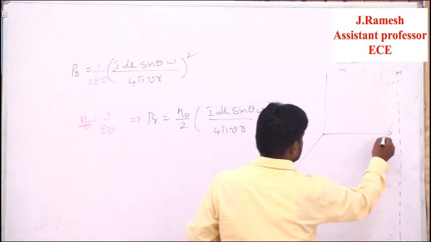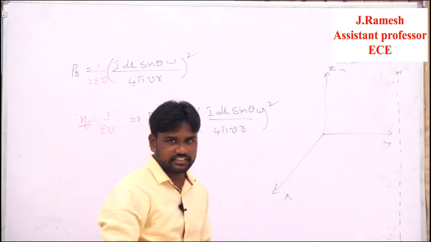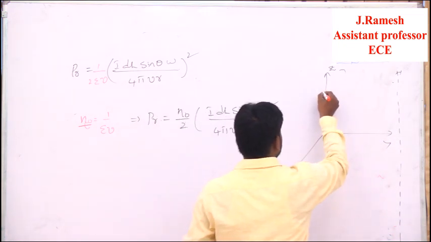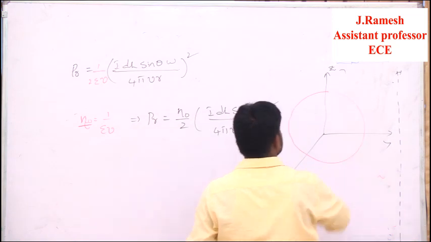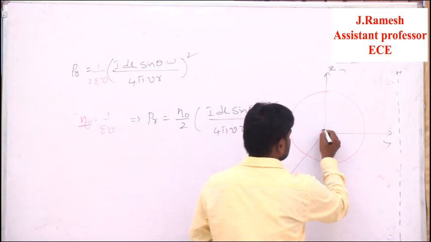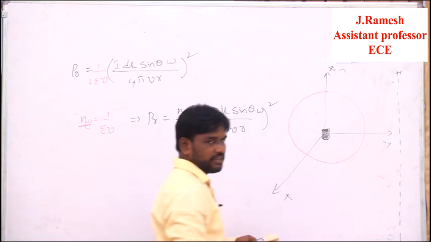Okay, this is x and this is y and this is z. So the same system I considered earlier, I am going to take here. Suppose my sphere is like this. I am just keeping my element at the center of the portion. Suppose my element is kept over here. So this is my element here.